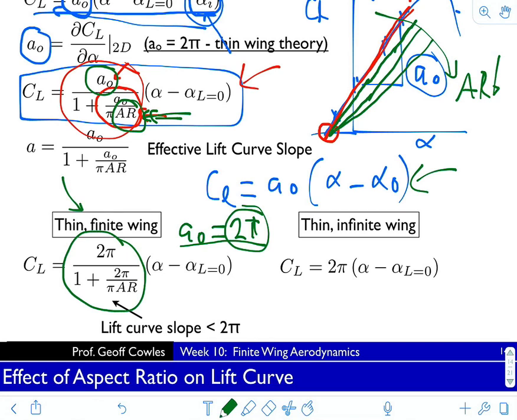So here's, if you don't know the A naught for a particular foil, or you don't even know the foil section for your wing, you could use this formula, which would be pretty accurate, and you can still see the aspect ratio effects at play. And this is just for a thin infinite wing. We've already discussed that in the context of 2D aerodynamics.